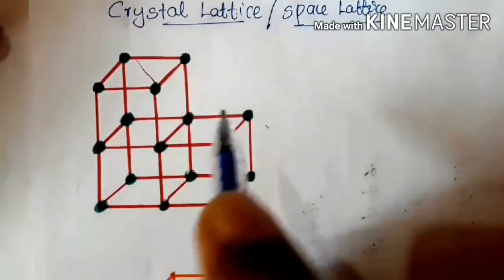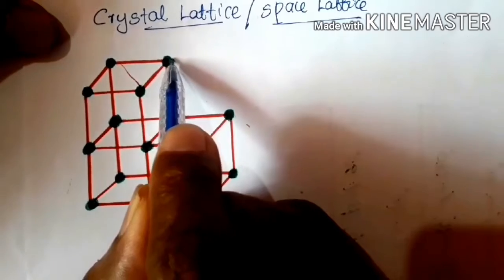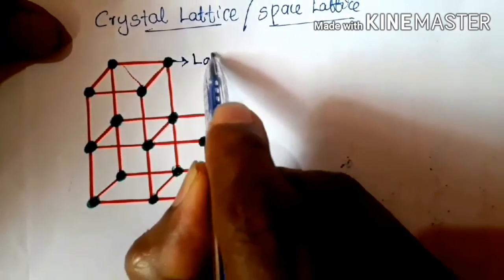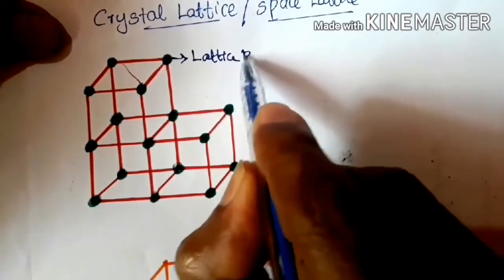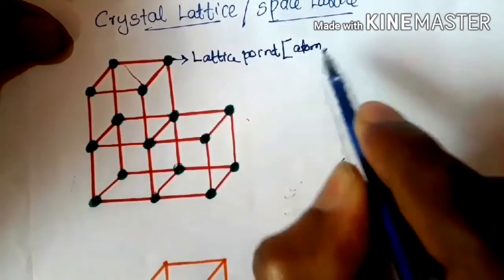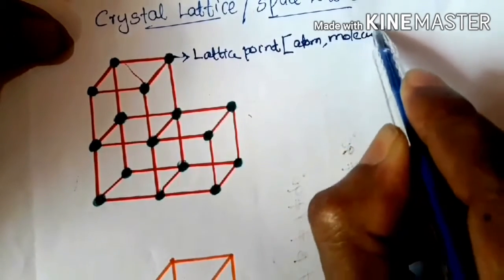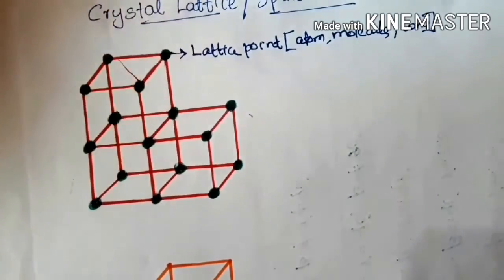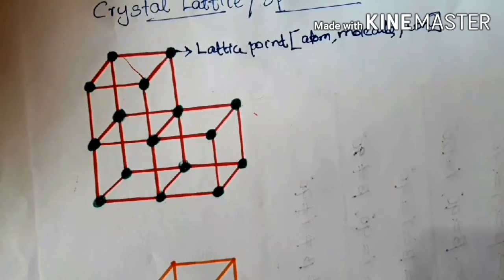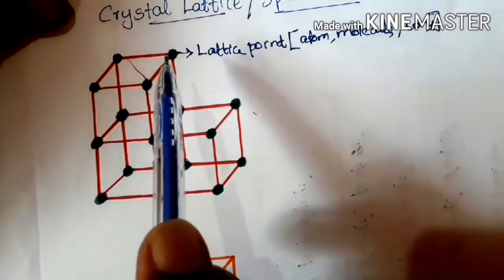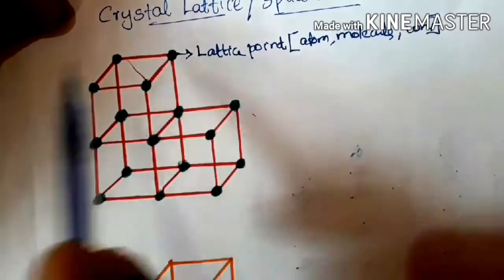Here, you can see the constituent particle. It can be an atom, or it can be a molecule, or it can be an ion. This point is called the lattice point. That is, a lattice point represents atoms, molecules, or ions. A lattice point may also be called a lattice site. This type of arrangement of lattice points in three dimensions is called a crystal lattice.